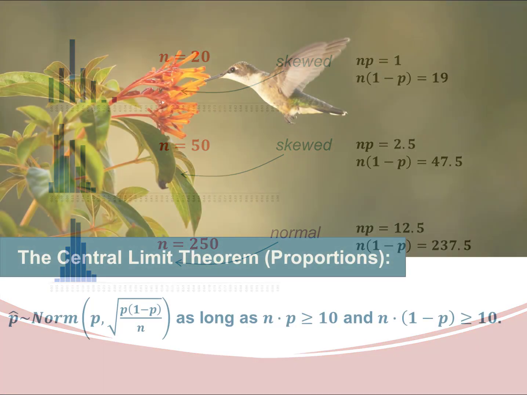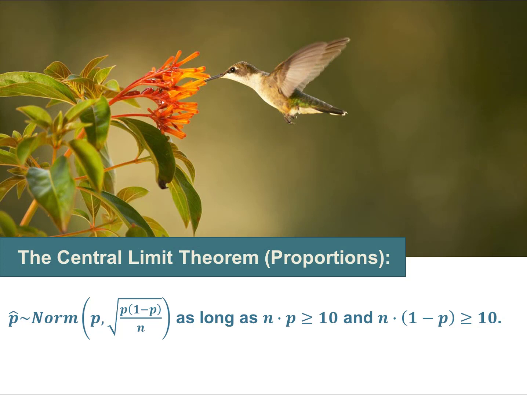Okay, so let's put it all together. We have the central limit theorem for proportions, which states that the sample proportion, p hat, is approximately normal, with mean p and standard deviation square root of p times 1 minus p over n, as long as n times p is greater than or equal to 10 and n times the quantity 1 minus p is greater than or equal to 10.